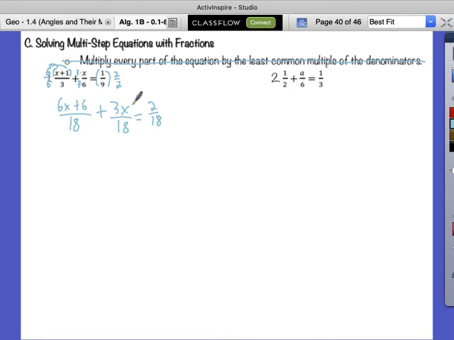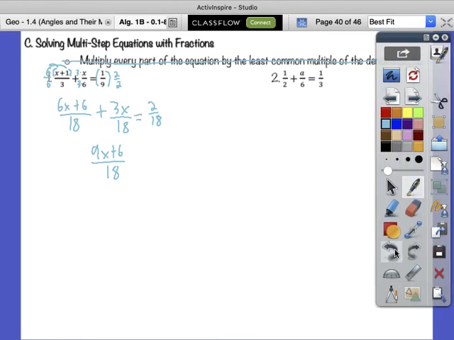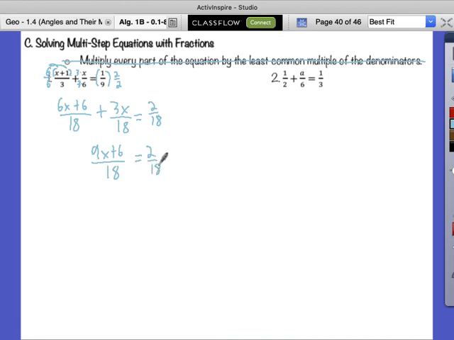Not 18, 9. x plus 6. Are we multiplying the x's or adding the x's? 9x. 9x plus 6. So that's still over 18, isn't it? Yeah. Equals 2 over 18. Now, if this 18 wasn't there, would we have known 6x plus 3x was 9x?